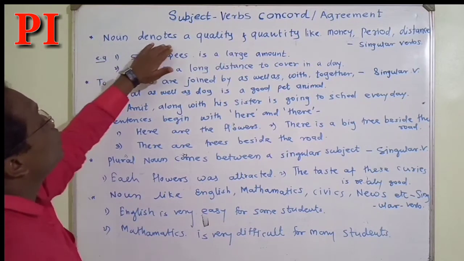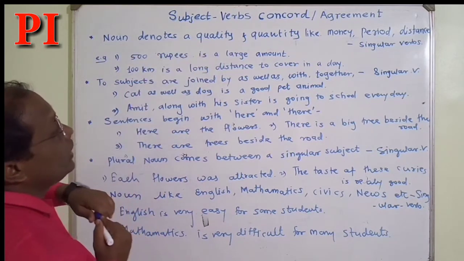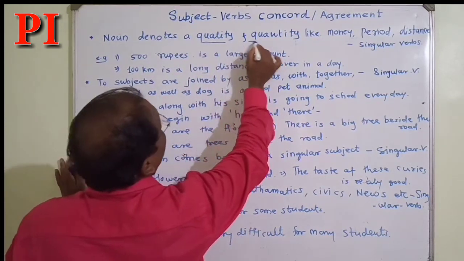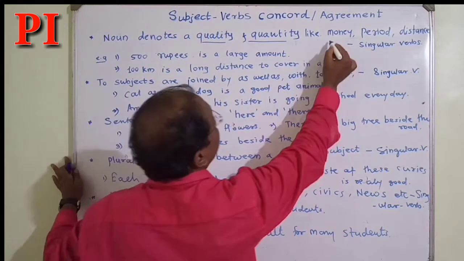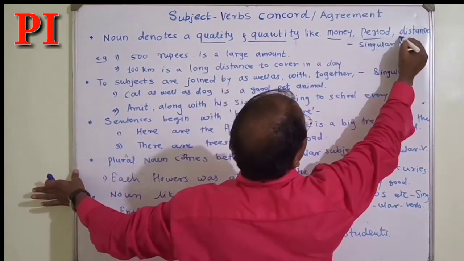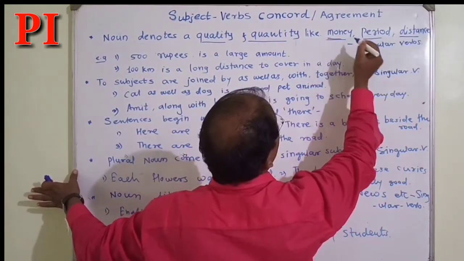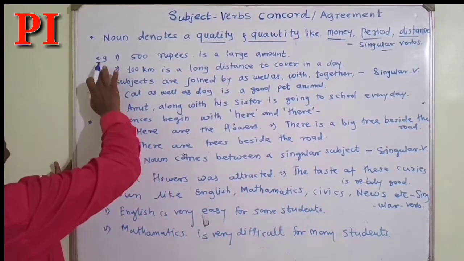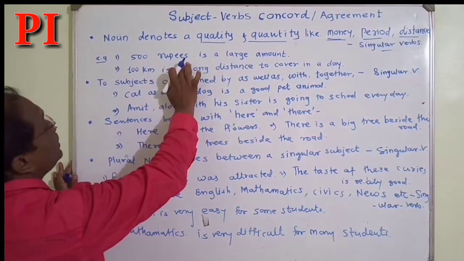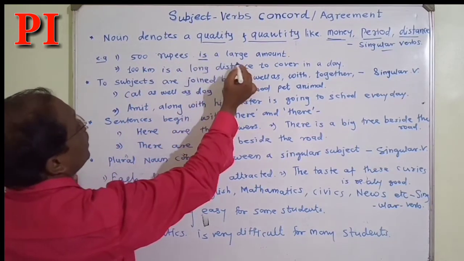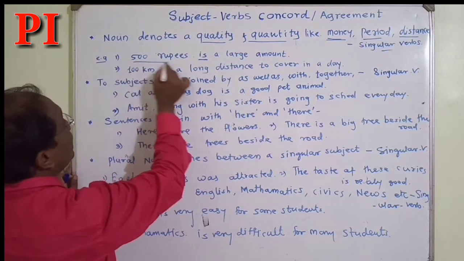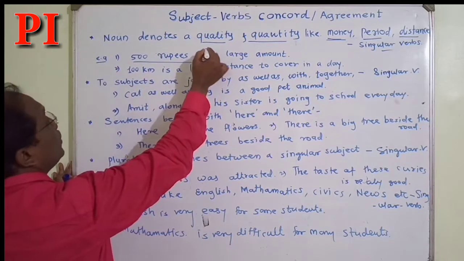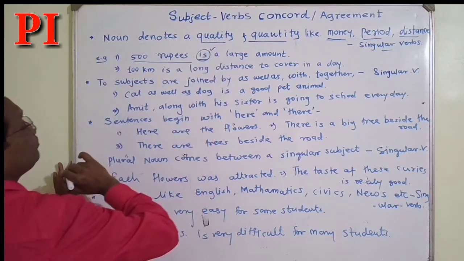Noun denotes a quality or quantity, like money, period, distance. At that time we should use a singular verb. Let's see. First example: 500 rupees is a large amount. 500 rupees is actually a plural subject, but we use a singular verb here.